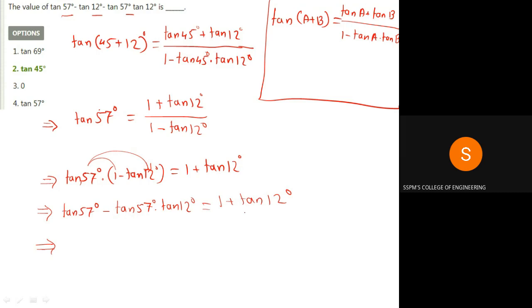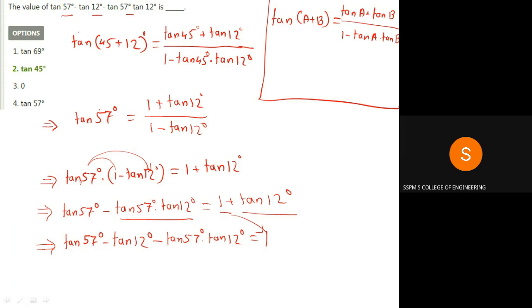So now what we will do? We will take this tan 12 degree on the left side. Or in other words, we will subtract tan 12 degree on both sides of the equation. So what we get now? Tan 57 degree minus tan 12 degree, as this tan 12 degree on the right hand side comes to the left hand side, minus tan 57 degree into tan 12 degree is equal to 1. This remaining 1 we will write here. So this was the value that we were asked to find.